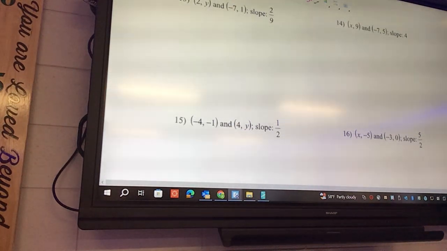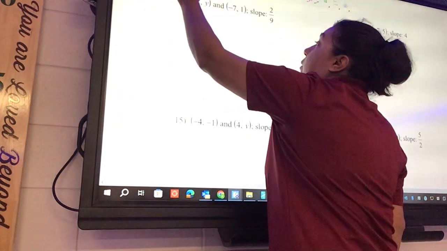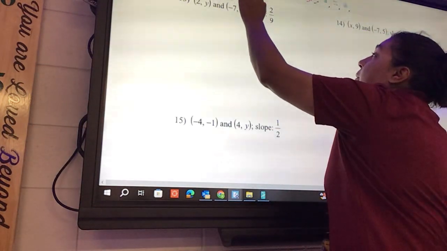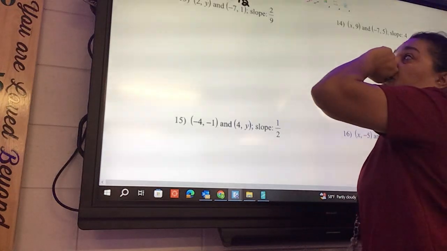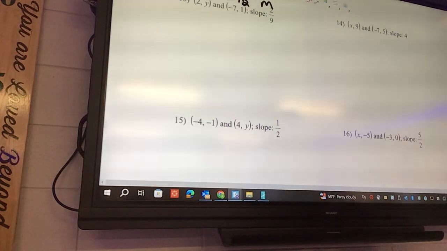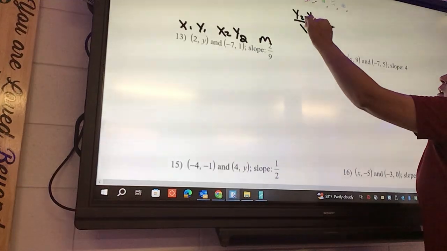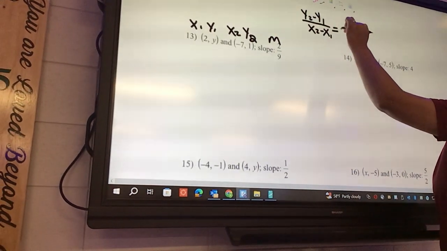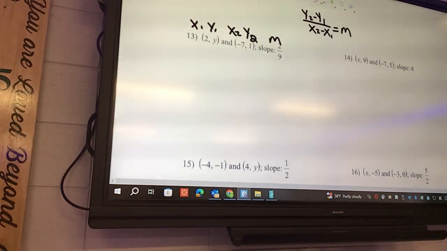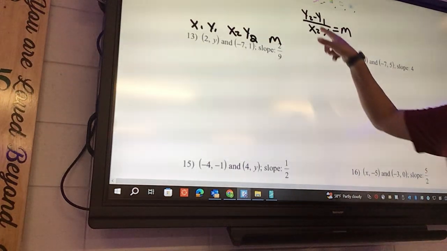What you're going to start to do is, first off, label: x1, y1, x2, y2. What letter do I use for my slope? M. Because the formula that I gave you at the very beginning of class was y2 minus y1 over x2 minus x1 equals what? M. So now this side we got an M, and we're actually missing one of the coordinates, and that's what we're gonna find.